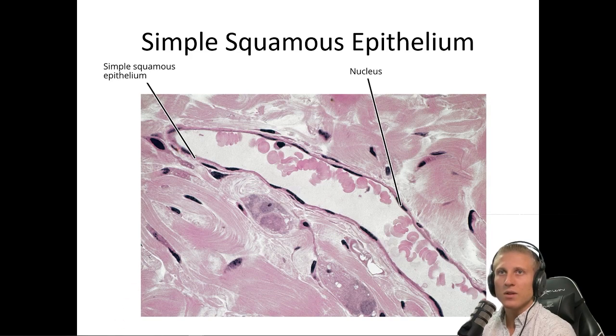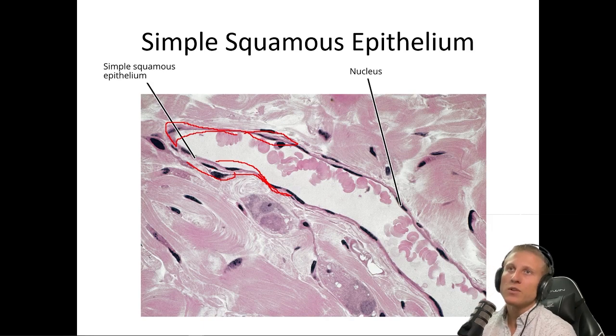If I was to outline the cells, this would be a cell. This is a cell. This is a cell. That's a cell. Makes sense? Sorry, my drawing is not very good.